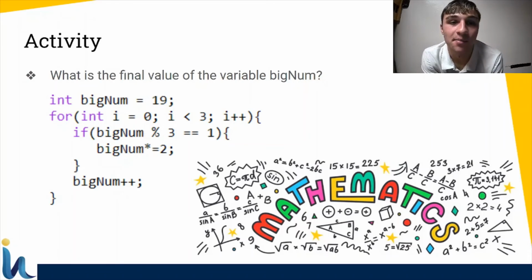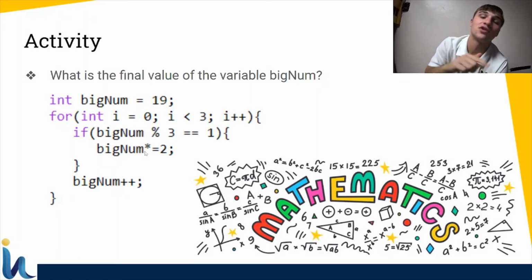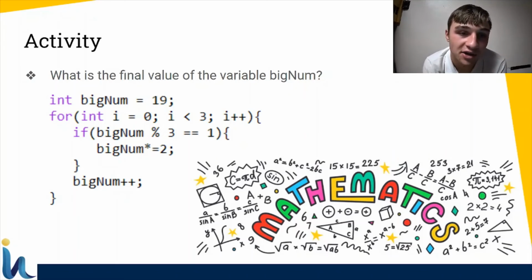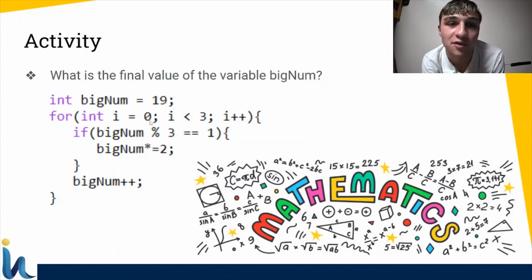Is bigNum mod 3 equal to 1? Well, yes, 19 mod 3 does indeed equal 1. So we're going to multiply 19 by 2. So bigNum now has a value of 38. So now you can cross off that 19 and rewrite 38 as the value of bigNum. And then you're going to increment bigNum again. So now bigNum is 39. And since we've reached the end of the for loop, we're going to increment i by 1. i is now 1. And remember, bigNum is still 39. Now we go again.